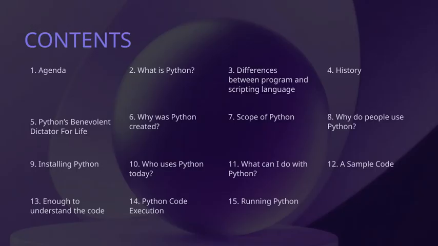Let's take a quick look at what we'll cover today. First, we'll go through the agenda to see the main topics. Then, we'll explore what Python actually is and why it was created, giving you some background on its origins. We'll also discuss the differences between programming and scripting languages to clarify where Python fits in. We'll look at the scope of Python, including who uses it today and what kinds of things you can do with it, which is really exciting.